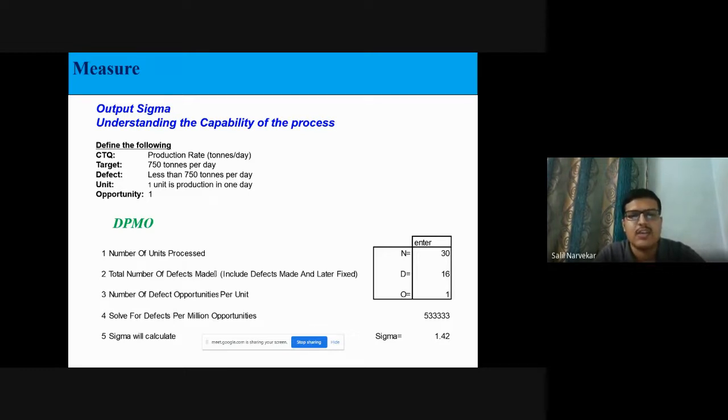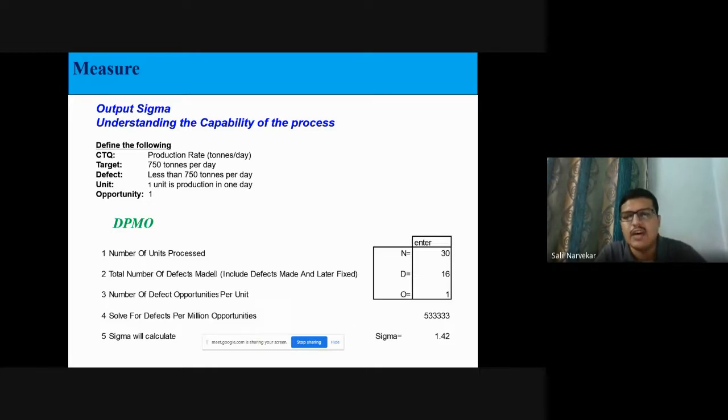Based on this, as I told you earlier, the DPMO can be calculated to be 5,33,000. And once you get the DPMO, you can use various tables which are available, like T tables and Z tables. Similarly, we have Six Sigma tables available. Or you can use some software to get the Six Sigma level once you have the DPMO.